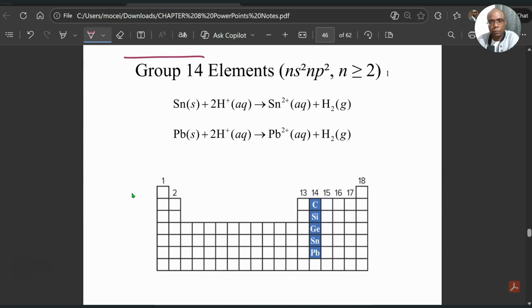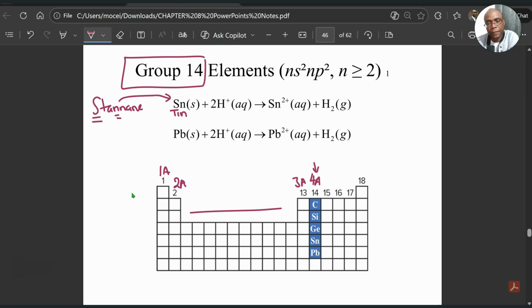Now let's talk about group 14 or main group 4A, because we count 1A, 2A, keep this, 3A. Now we are on 4A. It includes carbon, silicon, germanium, tin, and lead. Okay, so this is tin right here, or stannum. Sn came from the word stannum, I think it's Latin, so they chose the S and N as a symbol of it. Reacts with an acid to give you Sn2+.